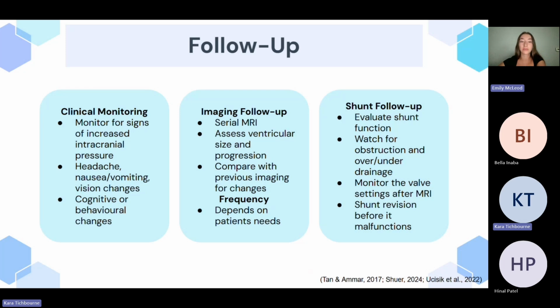For patients with a shunt, regular follow-up is necessary. The shunt needs to be assessed for proper function with attention to signs of obstructions or over or under drainage. A programmable shunt needs to be assessed after MRI because the valve settings can be unintentionally altered from the magnetic field. Identifying problems with the shunt early allows for timely intervention or revision before it completely malfunctions, helping to prevent further complications and reducing the risk of increased intracranial pressure.